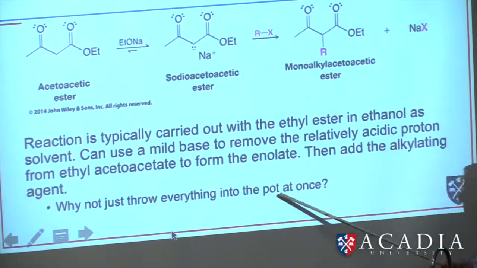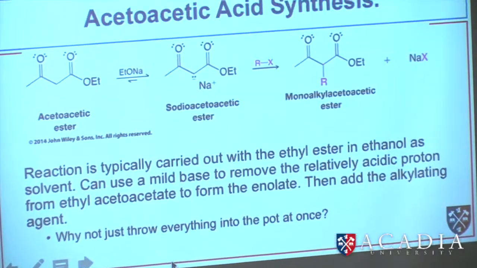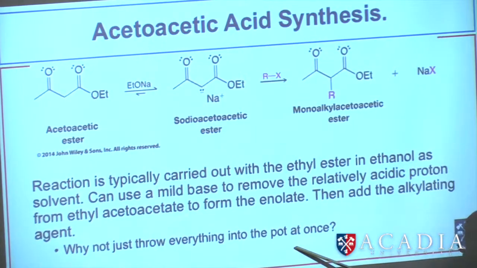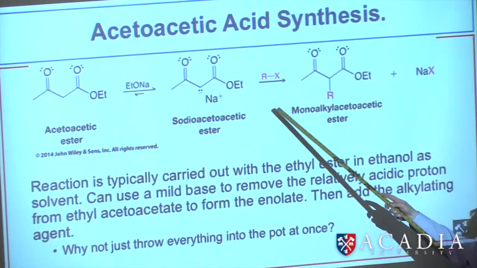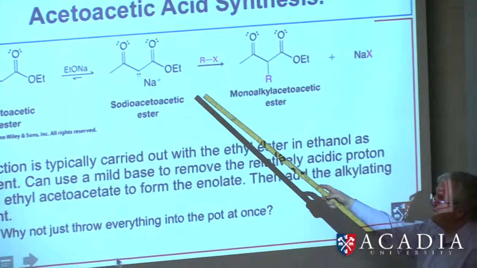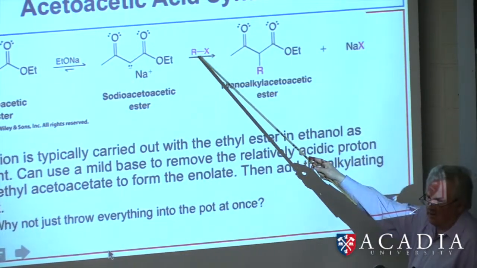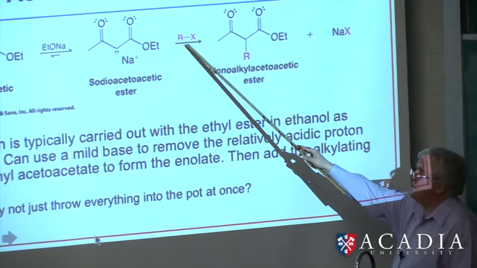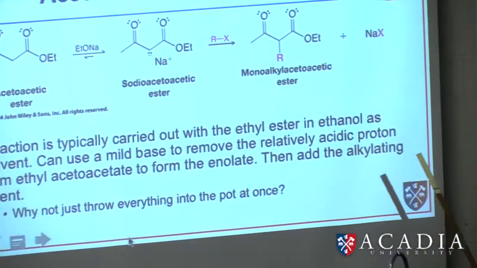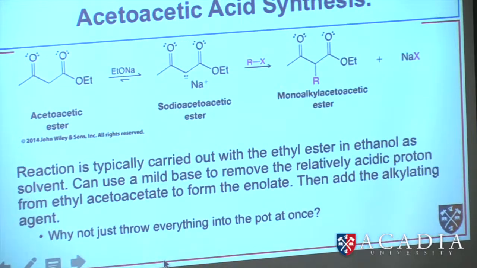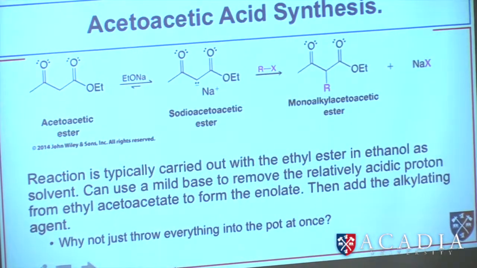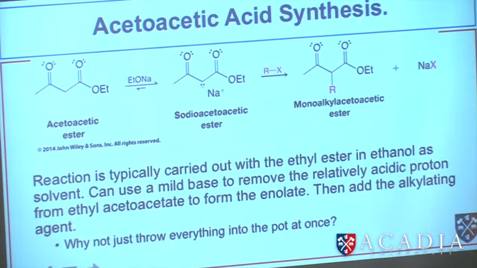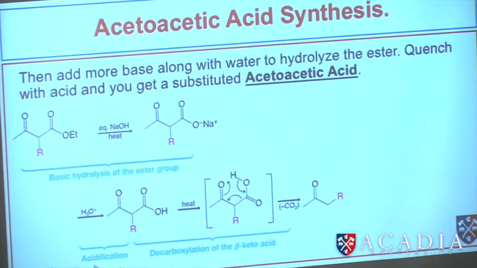Why not just throw everything into the pot at once? So that's something to think about. Why do we let it go? I'll give you a hint. Ethoxide can react with this compound. Remember the Williamson ether synthesis. Take a look for that. That's why we don't throw everything into the pot at once. So we can get that monoalkyl acetoacetic ester.